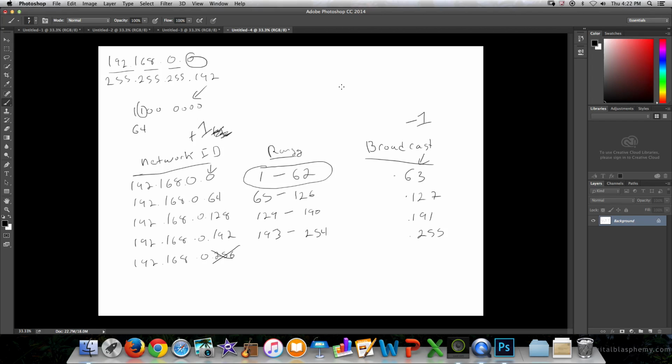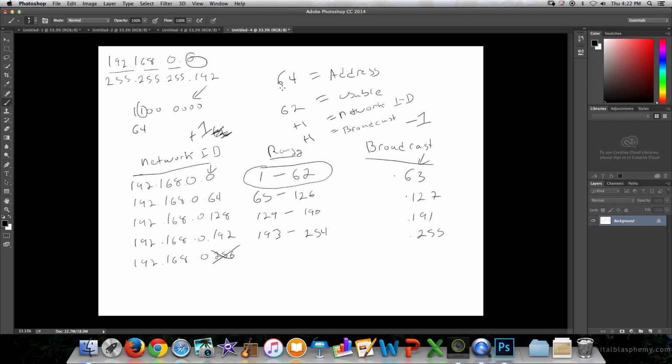our grouping was 64. That's 64 addresses. Why can we only use 62 for our usable? That's because one address is special for our network ID. One address is special for our broadcast. So 62 usable, plus 1 for our network, plus 1 for our broadcast, that gives us our 64 addresses.